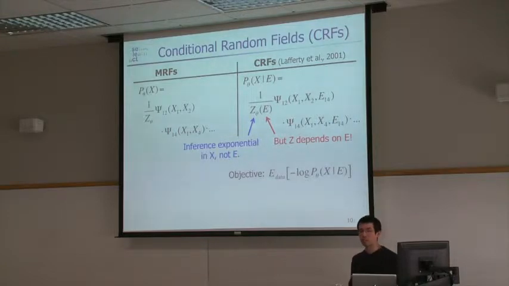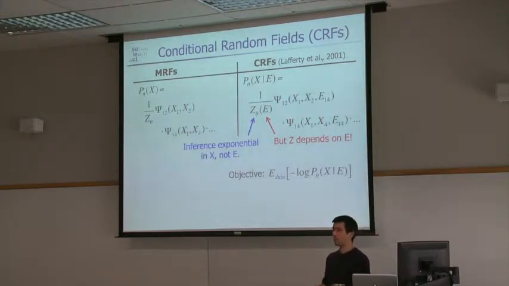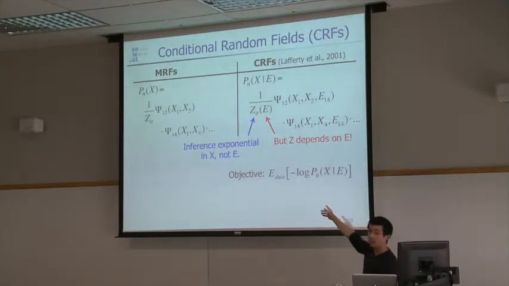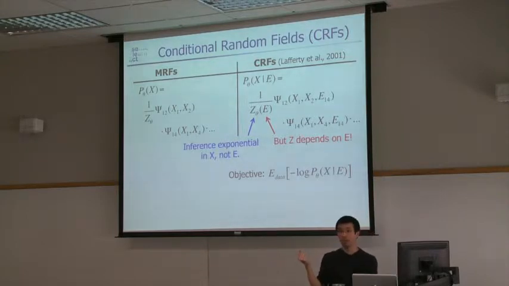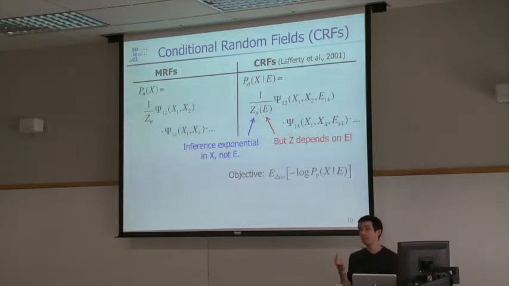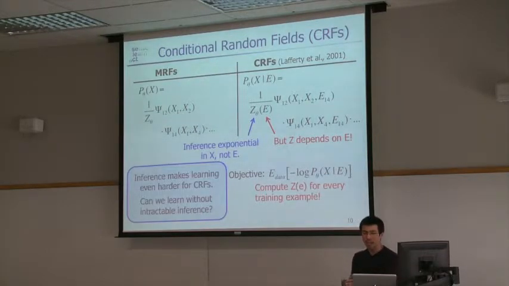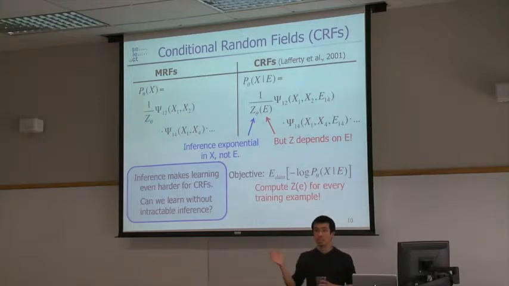And to see why this is an issue, remember that the objective we want to minimize while learning is an average over your data points of the log probability of that data point. But now each different data point will have a different value for your evidence variables e. And so you have to recompute this normalization constant Z for every data point when you want to compute your objective or your gradient. So you can see that inference makes learning even harder, in a sense, for conditional random fields. And once again, what we'd really like to do is learn without this intractable inference.